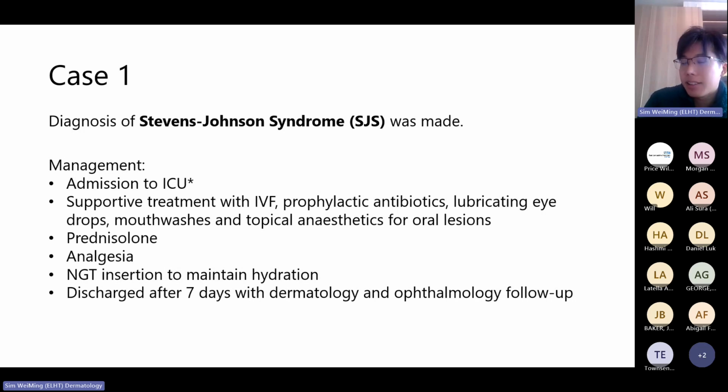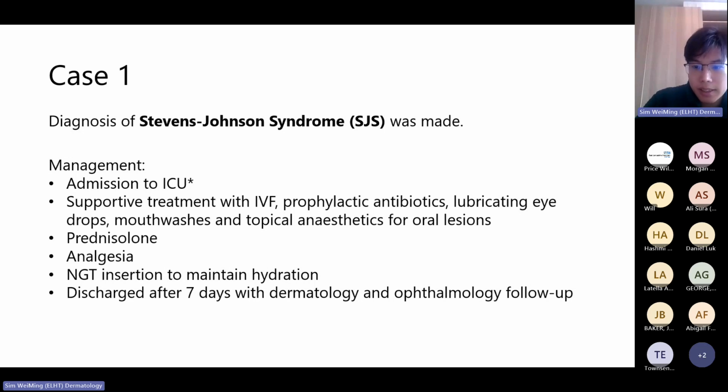There is a subvariant of EM. EM is split into EM minor and major, but I wouldn't go too much into it. Just know that although erythema multiforme and SJS-TEN are distinct entities, if you're suspecting anything on this spectrum, you prepare for the worst, which would be TEN. In this case, the patient was admitted to ICU, and this is what they did for her. There was supportive treatment with IV fluids.